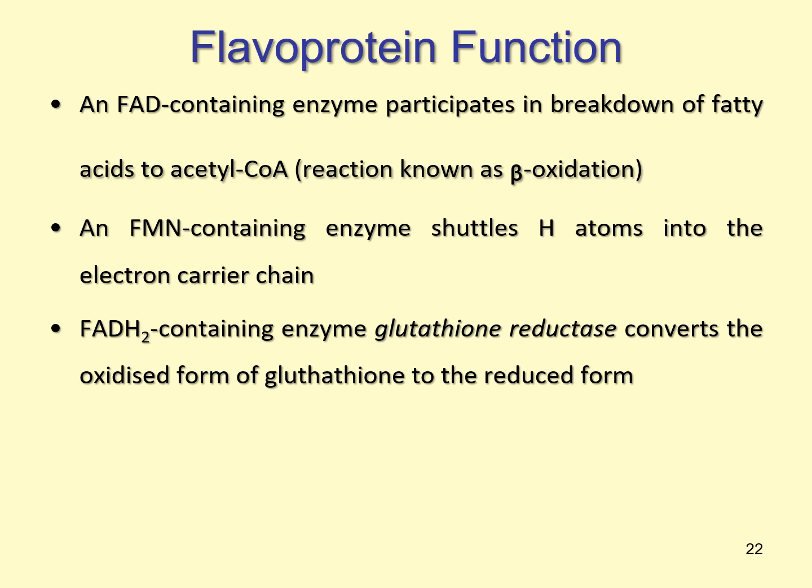An FAD-containing enzyme participates in the breakdown of fatty acids to acetyl-CoA. The reaction is known as beta oxidation, so you know this from biochemistry 1 concepts. An FMN-containing enzyme shuttles hydrogen atoms into the electron carrier chain, and an FAD-containing enzyme, glutathione reductase, converts the oxidized form of glutathione to the reduced form. Glutathione is the best antioxidant, used for abstracting or snatching hydrogen.